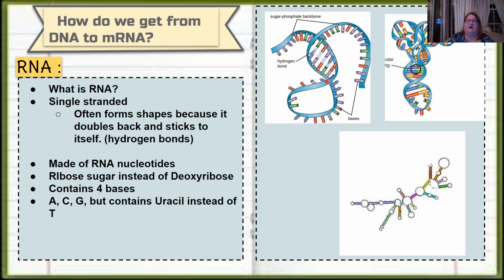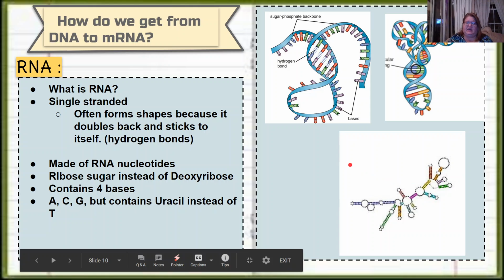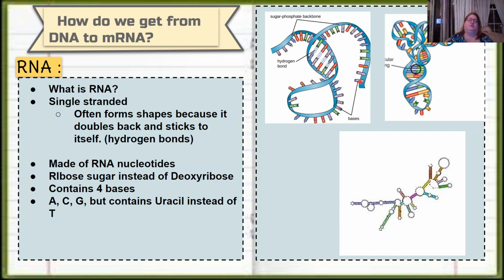If you've ever wrapped a present where you get Scotch tape, the transparent tape, and then you looked away, and then suddenly your Scotch tape doubles back and sticks to itself, it's the same idea. And so RNA often makes these wacky shapes because it can loop back and bond to each other. And that's actually a pretty cool area of research that they do. And so RNA is single stranded.